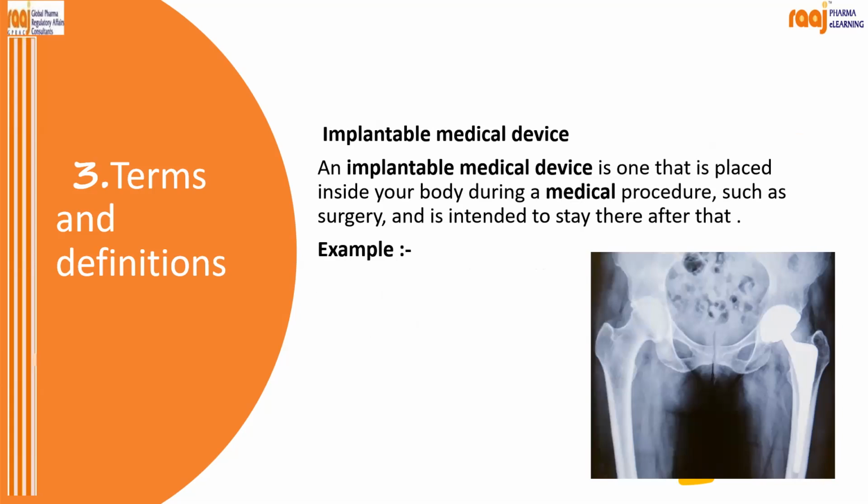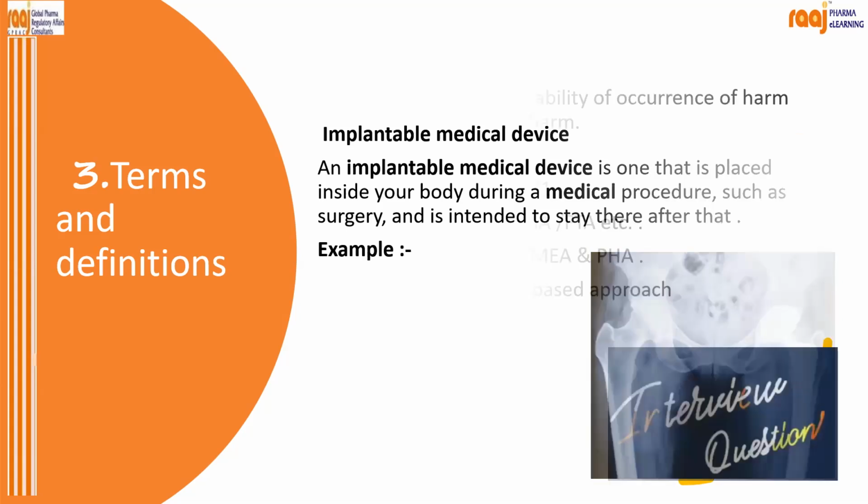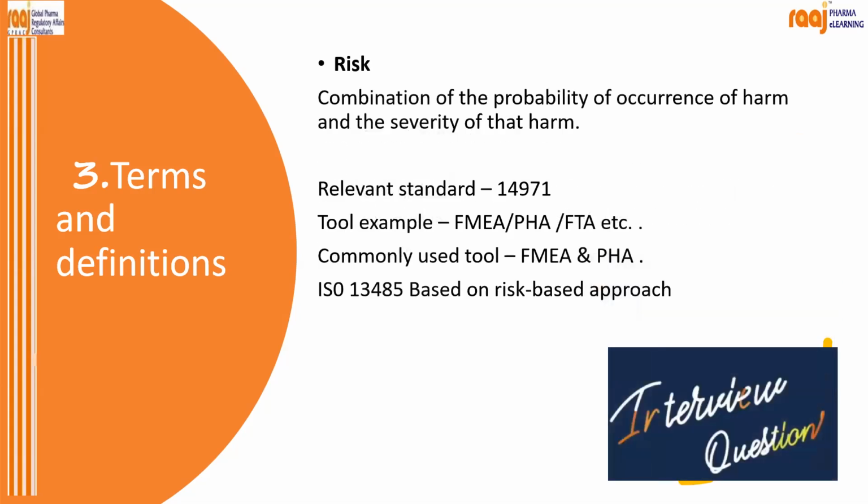So there are so many types of implants which go into your body. If your hands are broken, there are implants. Fingers are broken, there are implants. Hips, knees, ankle. So all kinds of implants which go into your body through a medical procedure, such as surgery, and are intended to stay there after that. Implants can stay for 5 to 10 years, some for 15 years also. Those are called implantable medical devices. These are not active implantable devices, only implantable medical devices.